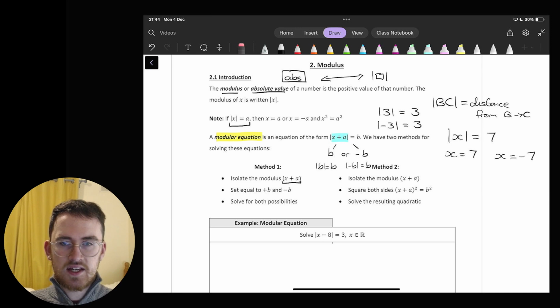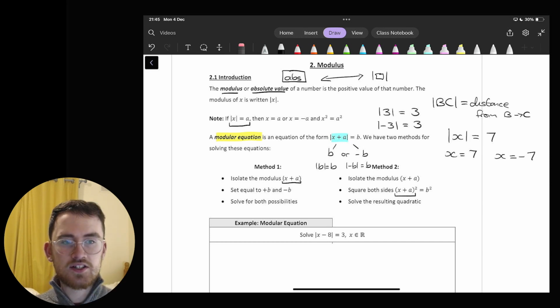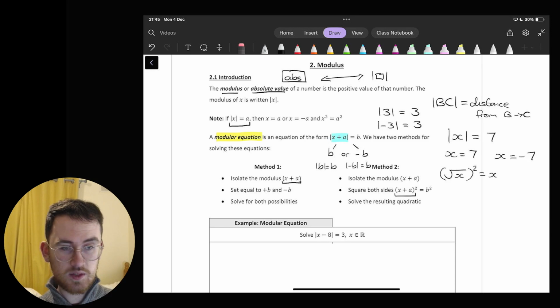That left-hand side probably requires a little more understanding of what the modulus is, but it's also a little quicker to do in practice. Method 2 requires us to square both sides. When we square both sides, we need to make sure that we do in fact square both sides. It's not like a situation with a square root, where when we square both sides we just end up with the x. We're actually actively squaring out that entire expression there.